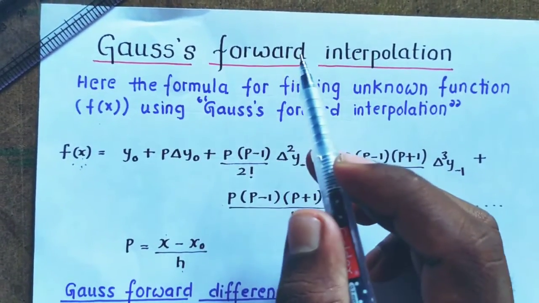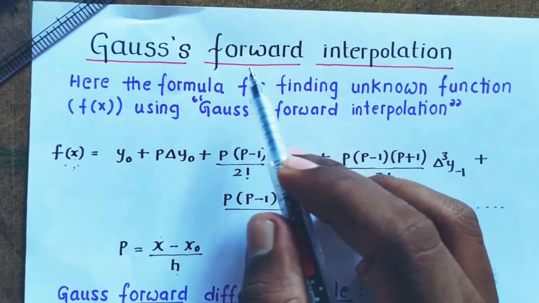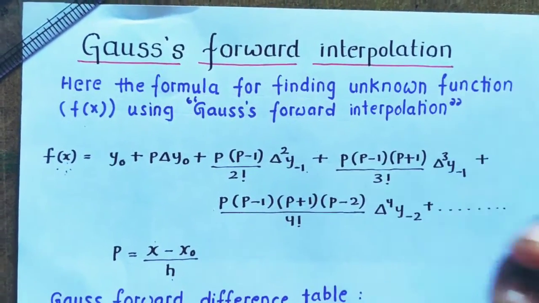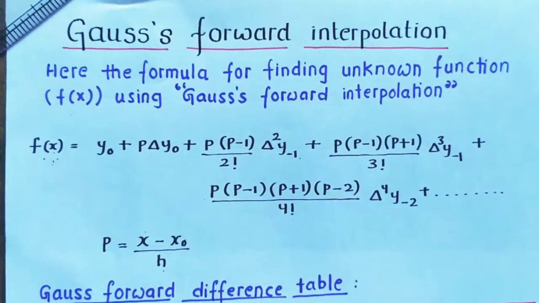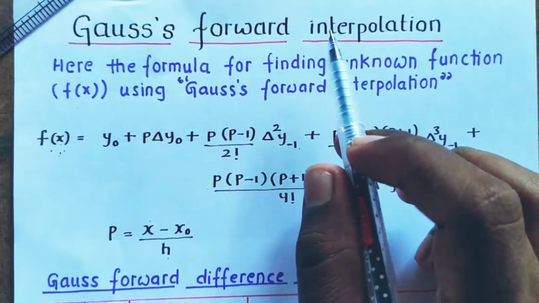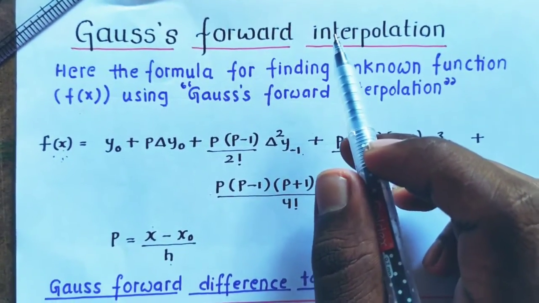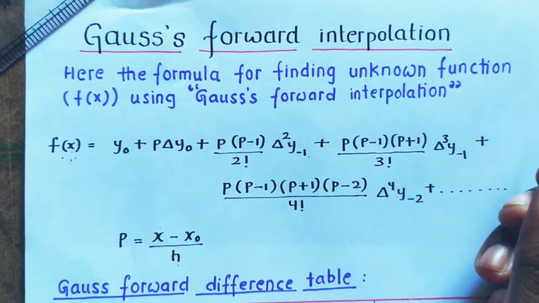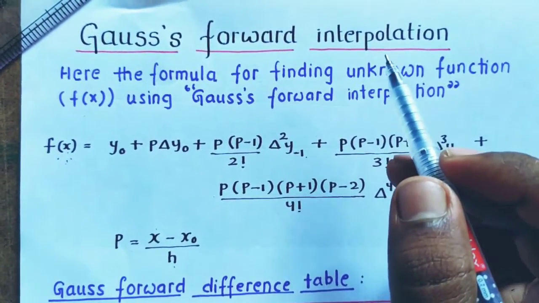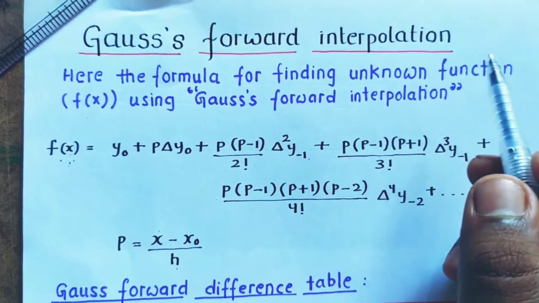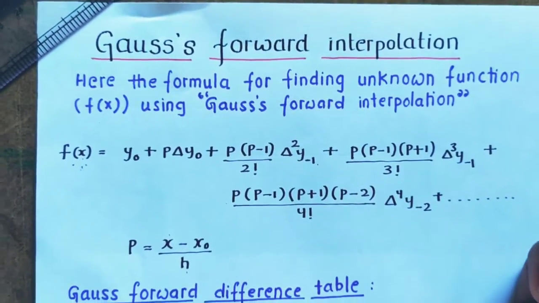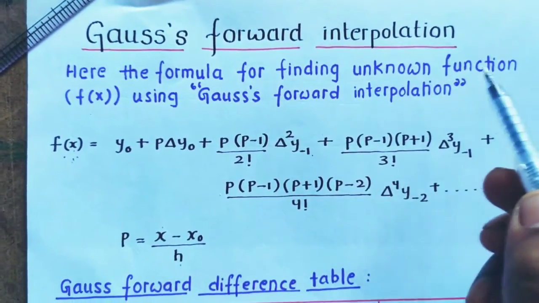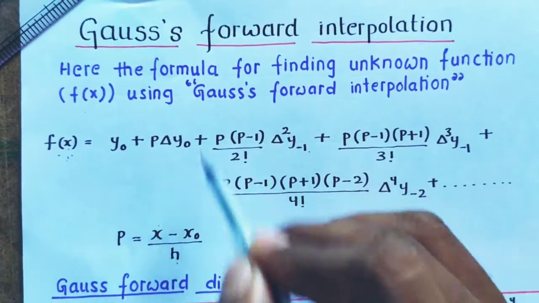If the given problem asks us to find the unknown polynomial or unknown function by using the Gauss forward interpolation method, we must solve it using that method. Let's see how to find the given unknown function by using this method, and the formula for it.